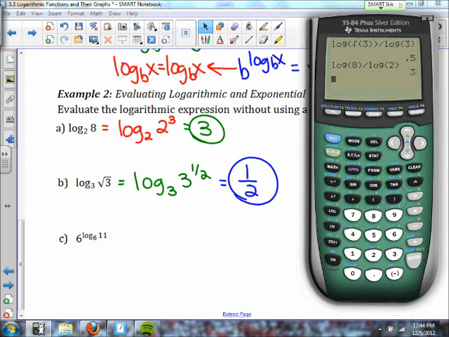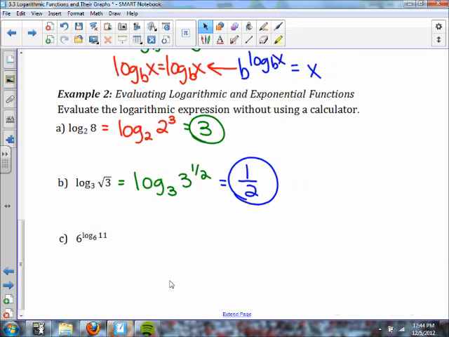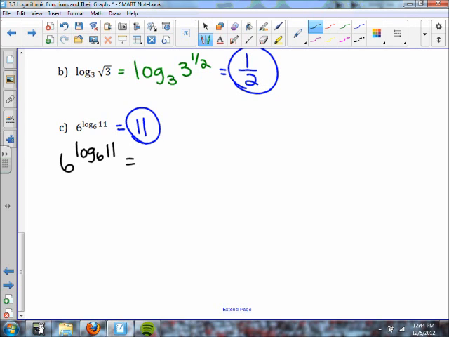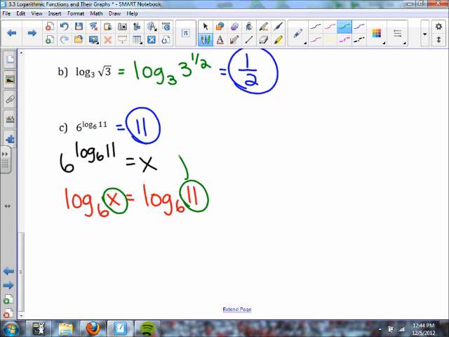Okay, simple enough. Now, this one's going to be a little bit different here, so we're going to actually change it back into log form. My answer is going to be 11 from the chart, but if we had to change this back into log form, we'd have log of x to the base 6 is equal to log of 11 to the base 6. Because the x and the 11 are in the same spot, that's why my answer is 11.